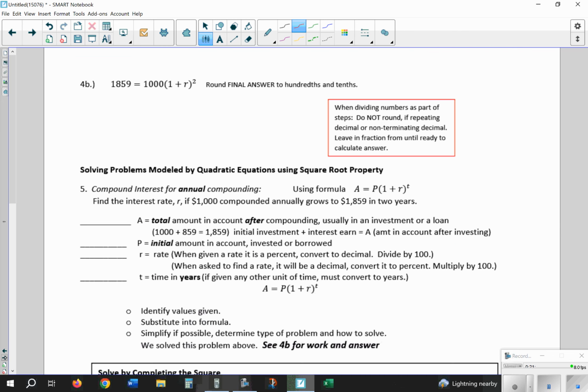All right. Now for this one, we want to round our final answer to the nearest hundredths and to the nearest tenths. And here's a reminder: when we divide, if it doesn't turn out to be a terminating decimal, then again, don't round, and you might need to leave it in fraction form. In this particular one, we're not going to have to leave it in fraction form because it is going to divide evenly and terminate, but just as a reminder.